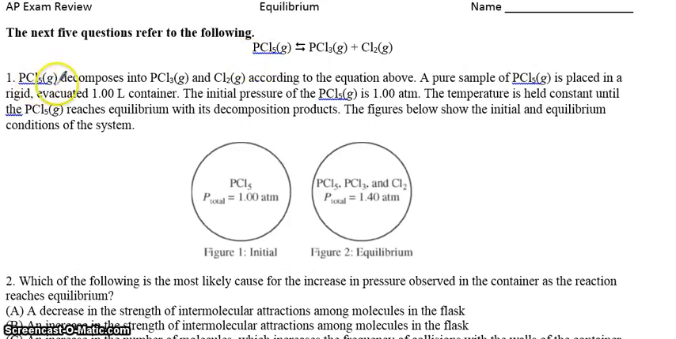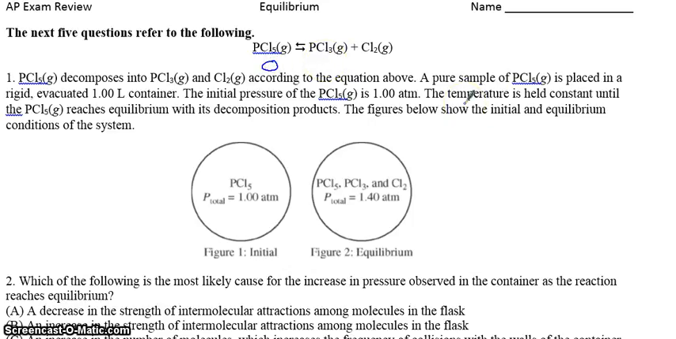We have PCl5, which decomposes into these two gases. All 3 of these, notice, are gases. And a pure sample of PCl5 is placed in a rigid evacuated 1 liter container. Here it is. Here's the container. The initial pressure of the PCl5 is 1 atmosphere, so we get 1.0 atm. And we have nothing of the other products. So it's actually all reactant and no product to begin.